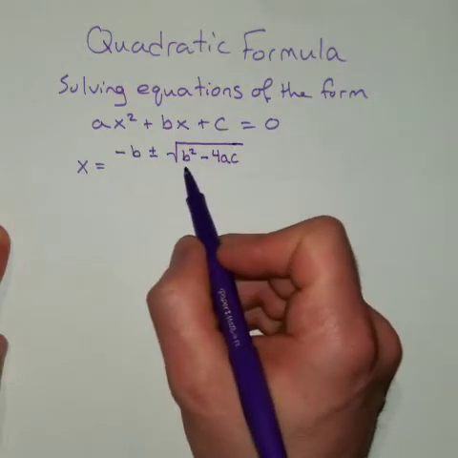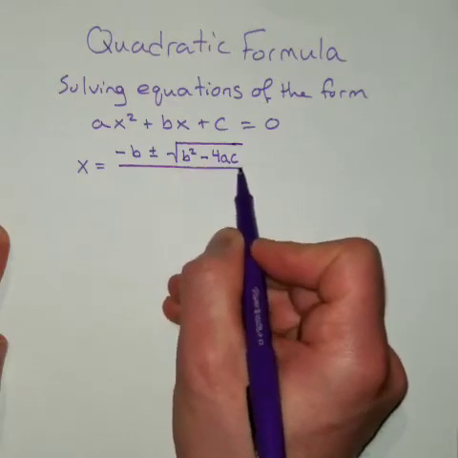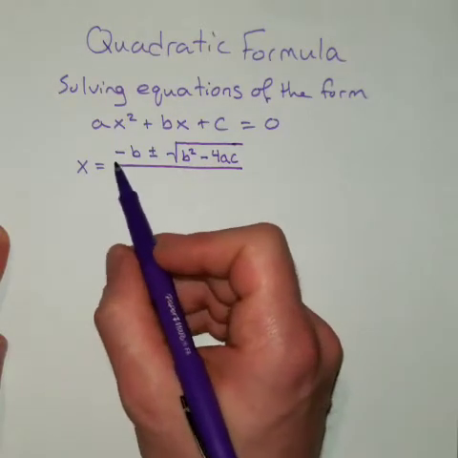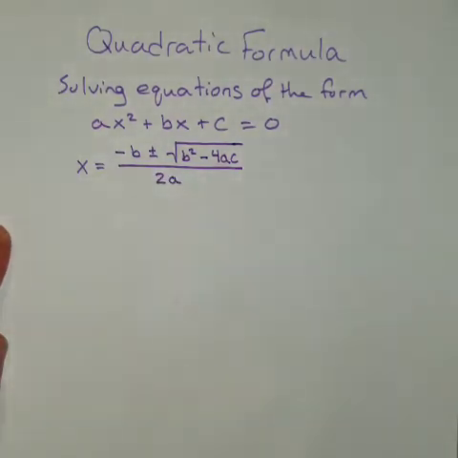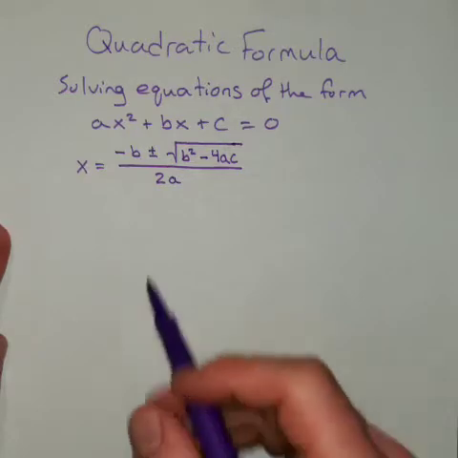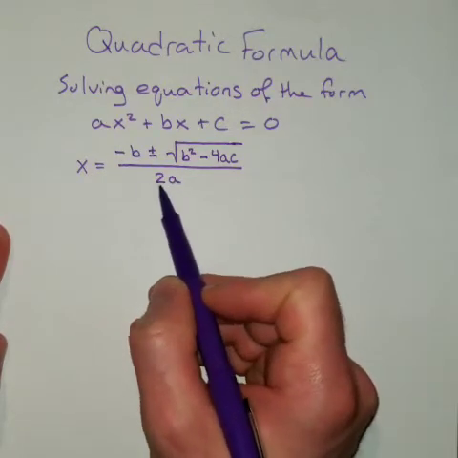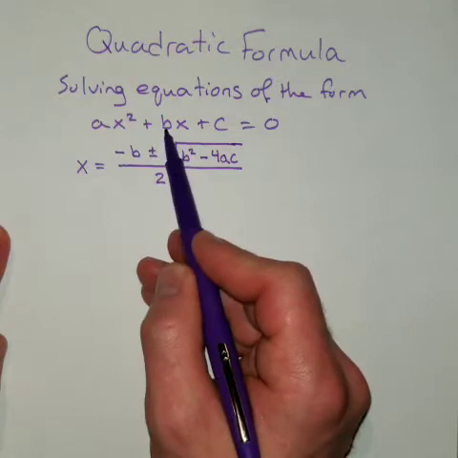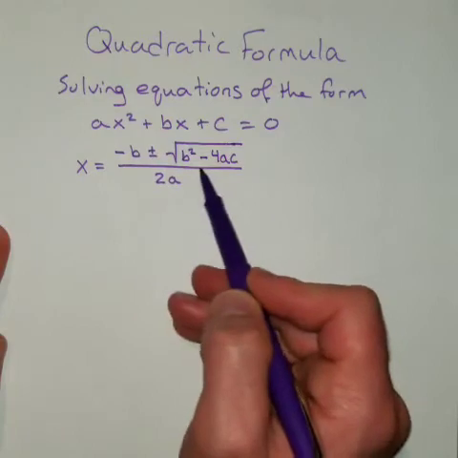Now then this whole thing is a giant fraction, divided by 2 times that a value. And that's the whole formula. Now it does look kind of messy. One thing I want to mention is that each of these letters, a, b, c, represent only the coefficient or the constant. We do not ever plug in the x's to this formula.